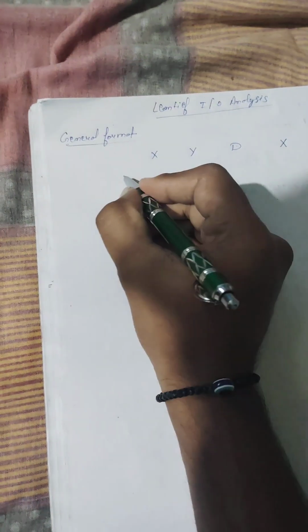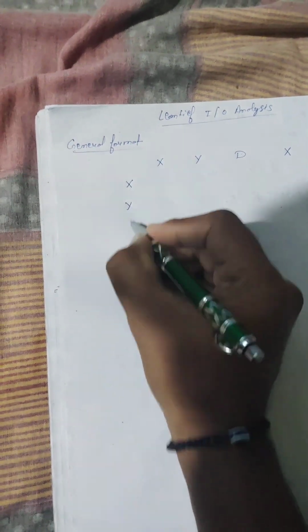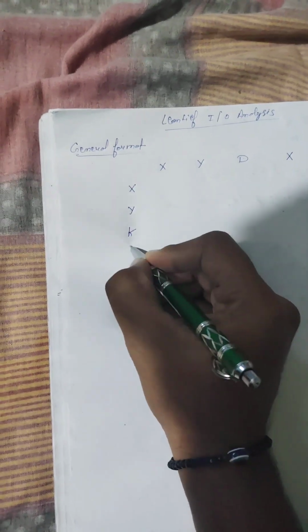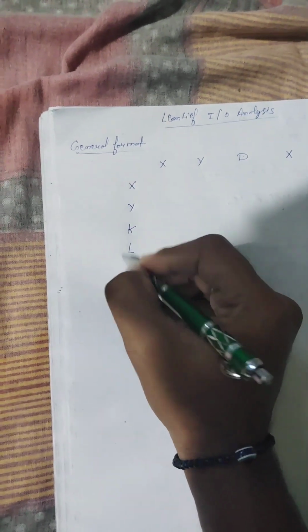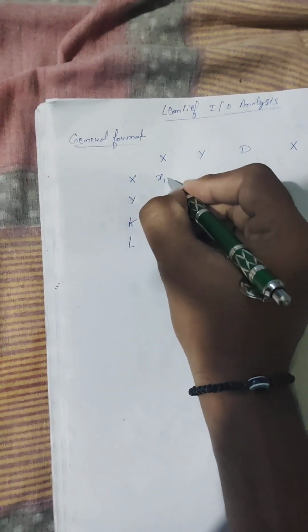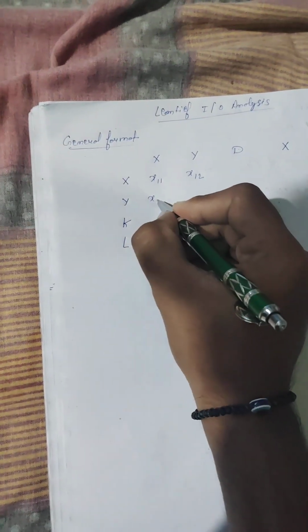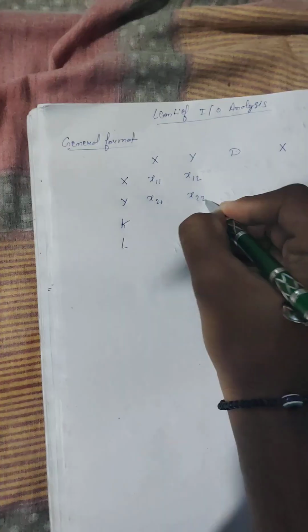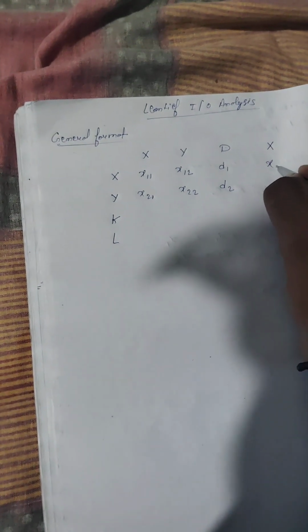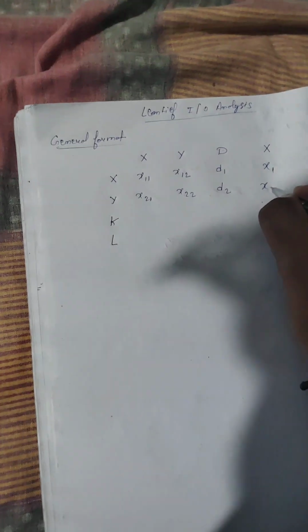D refers to the final demand, X refers to total production. Write X, Y, K, L. K stands for capital, L stands for labor. X11, X12, X21, X22. Final demand D1, final demand D2. Total production for industry X is X1, total production for industry Y is X2.